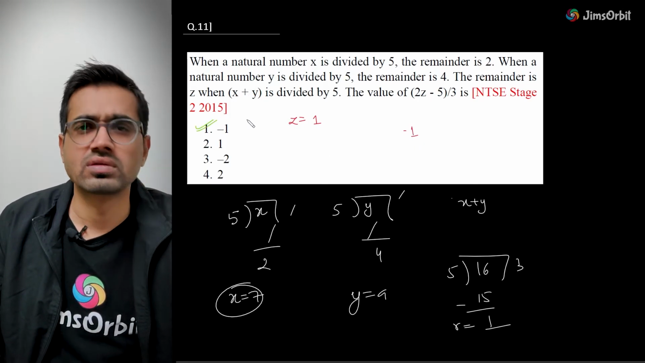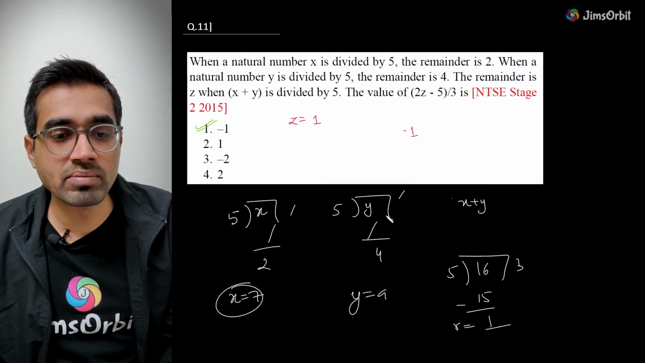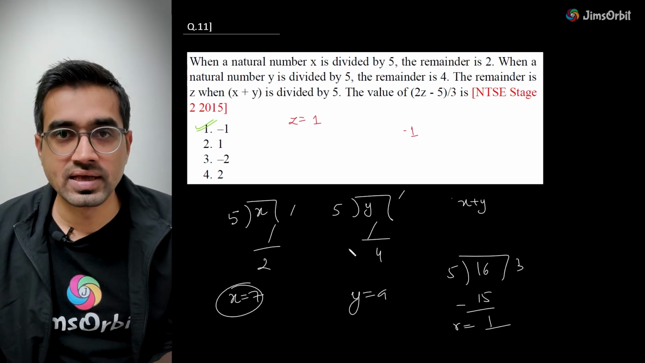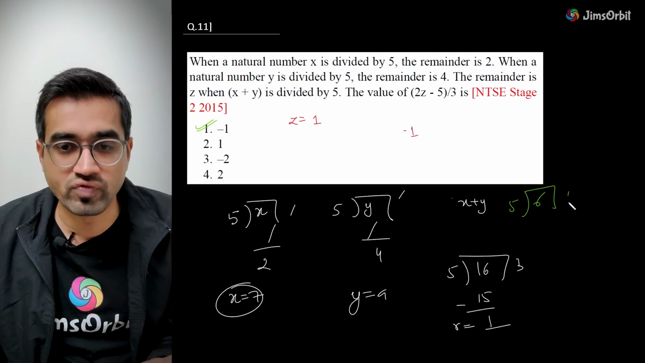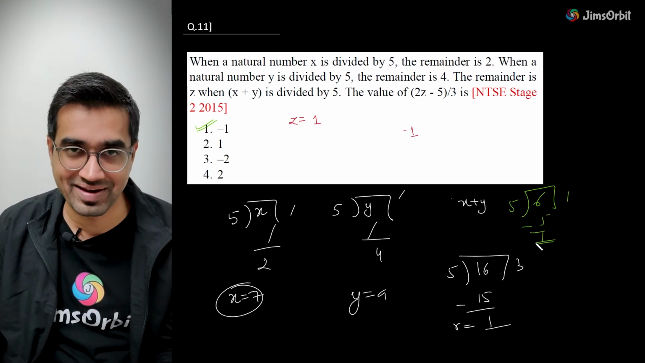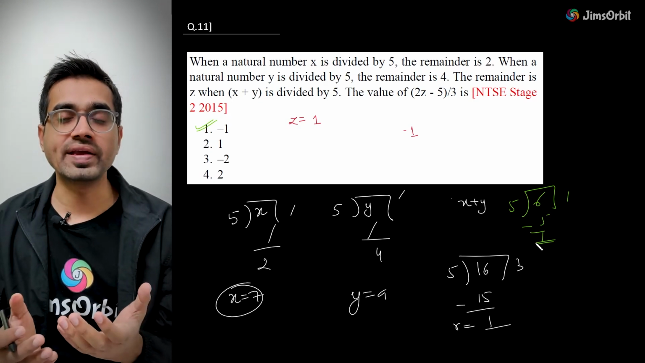Again, apply your brain. The remainders were 2 and 4. If you add these numbers, it means they had 2 and 4 more. So the total extra is now 6. So 6 is the extra number which needs to be divided by 5. 5 ones are 5. The remainder should be 1. This will always be true for any x and y. You get the point. So this is how you find that.